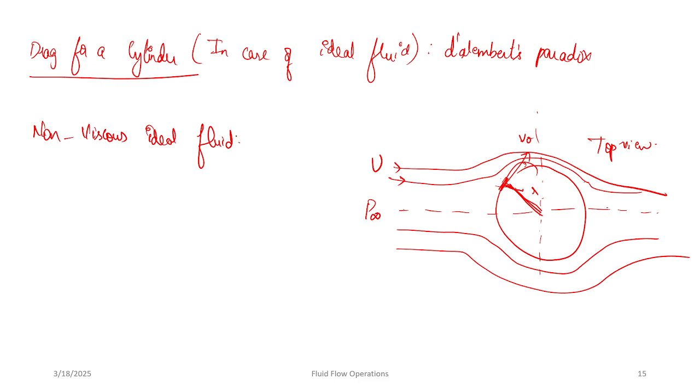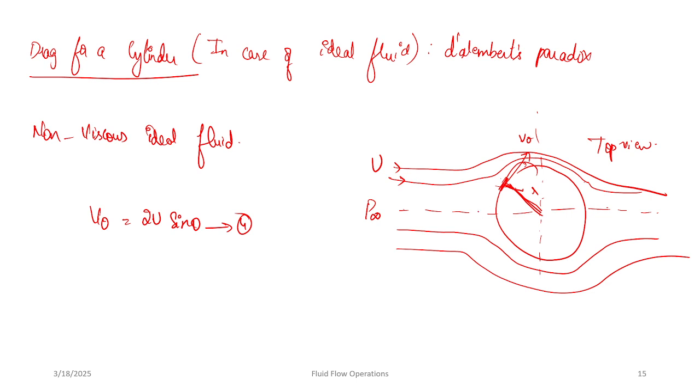And V naught is the tangential velocity at the given point on the cylinder, which is given by 2U sine theta. Let's say this is equation number 4. So let's apply Bernoulli's equation and substitute the pressure of the parallel flow as P infinite, that is at location A. And the pressure at this location, that is on the surface of the cylinder, let's say that is P.